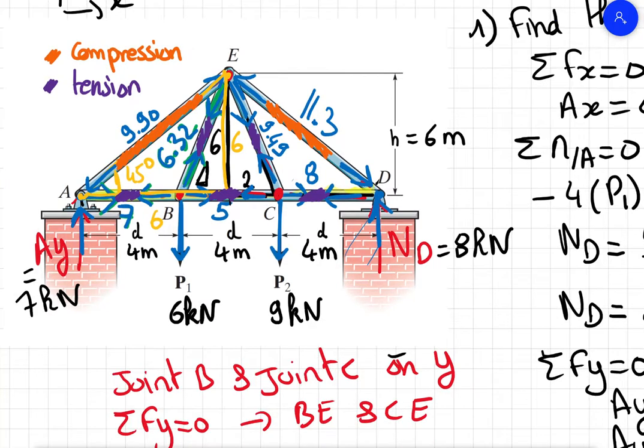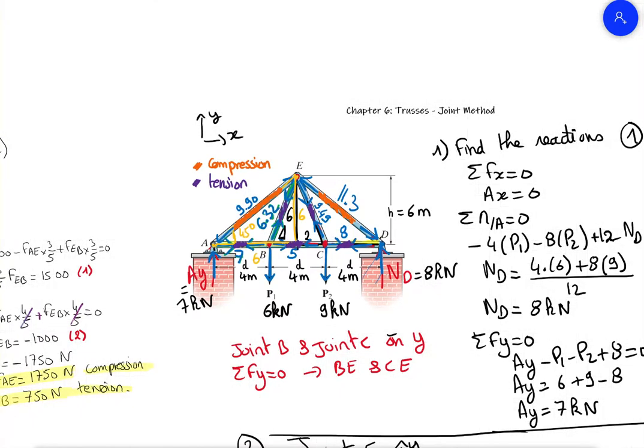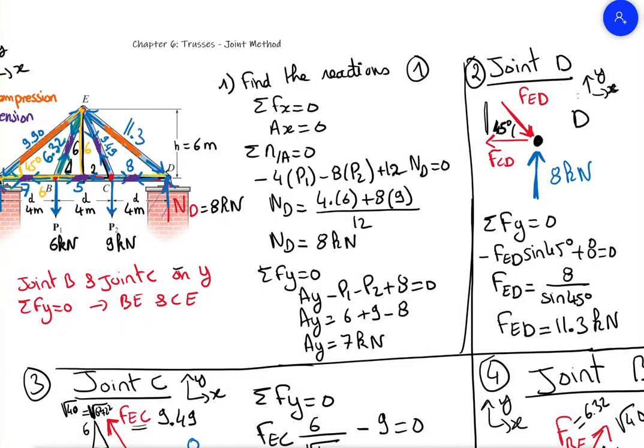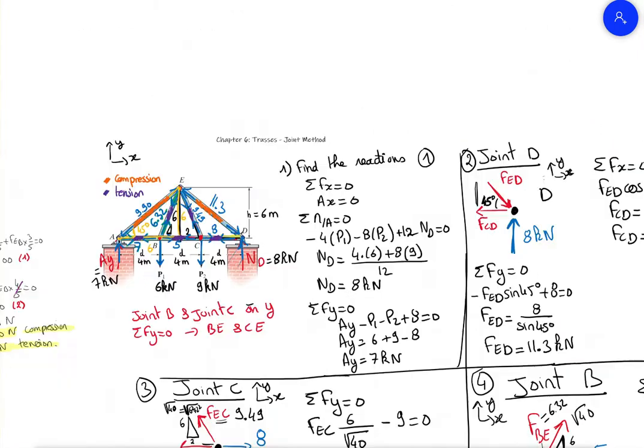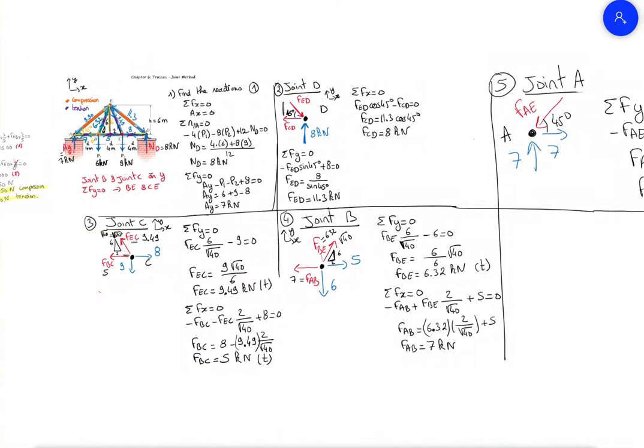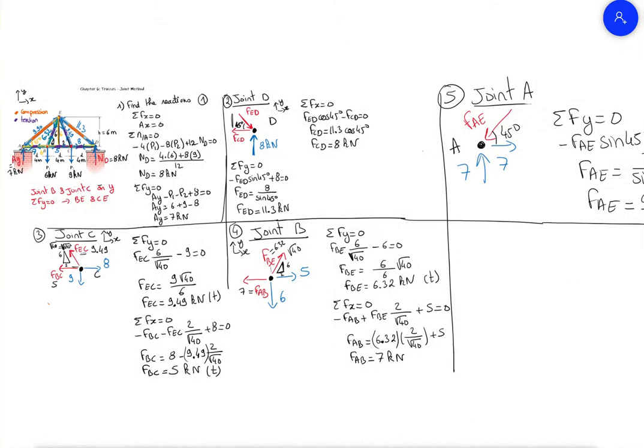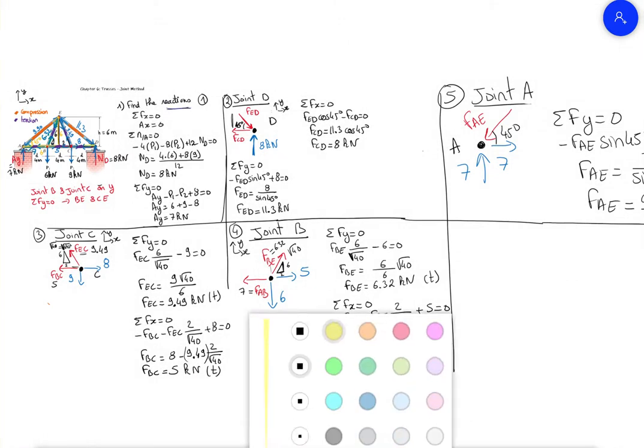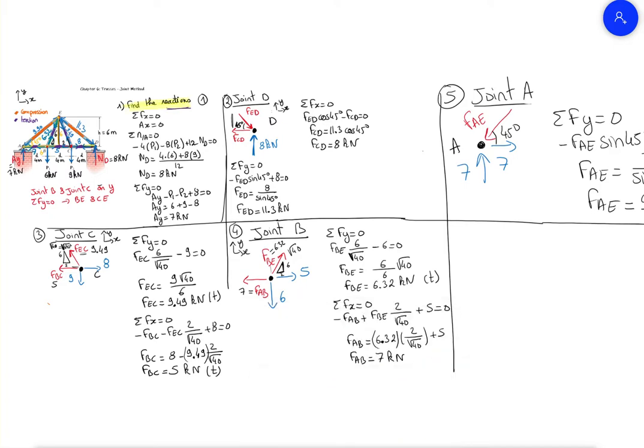Let me just go back over all the steps that we have done together. I know that's a lot on my screen. I don't know if it's really fun to see this going up and down, but we found the reactions first. After finding the reactions, we did the joint D, that is this one. We did the joint C, this one. We did number 4, the joint B, this one. We did the joint A, that is this one. And we avoided the joint E. So that was, I think, a good strategy.